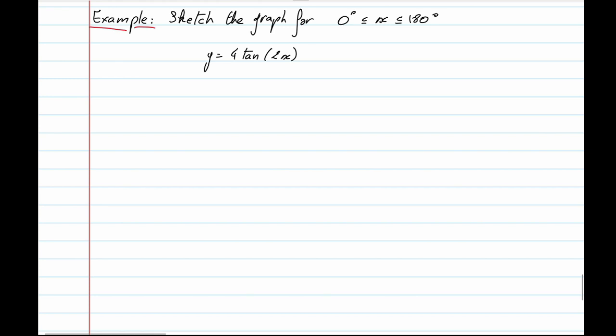This time we need to graph a tangent function between 0 and 180. So if you remember, the tangent function has a period of 180. So here, as we have 2x, the period will become 180 divided by 2. So the period is 90 degrees. For the tangent function, this will impact the points, but it also impacts the asymptotes, so you need to be careful about that.